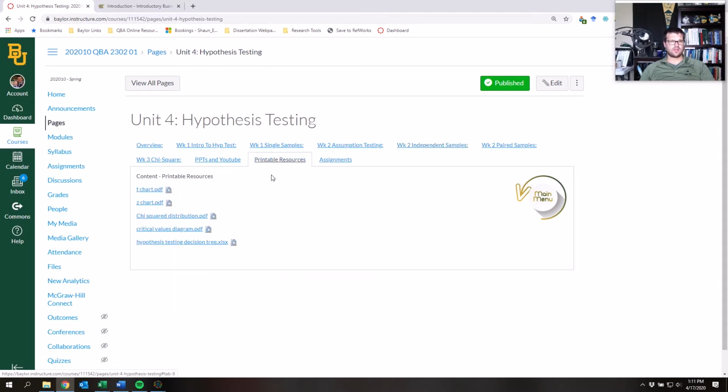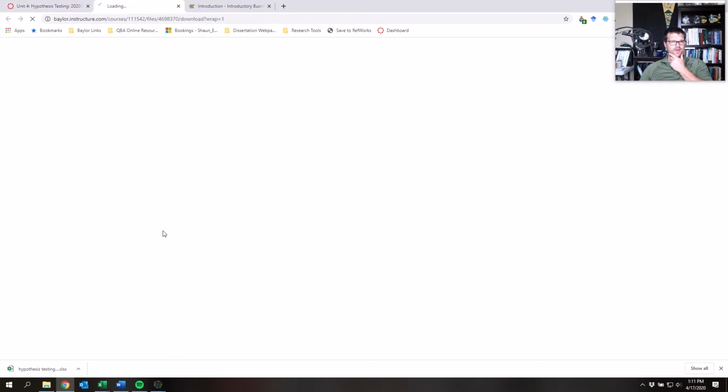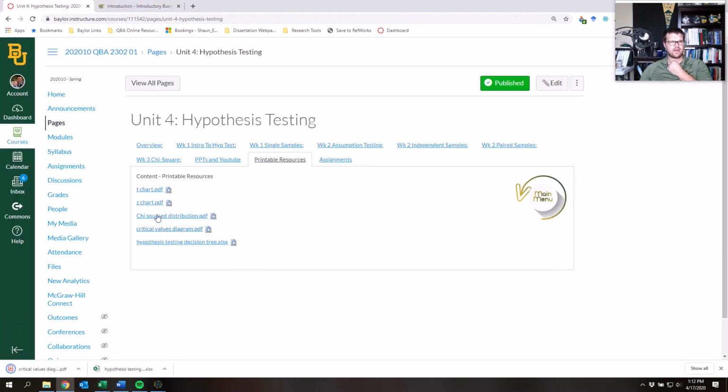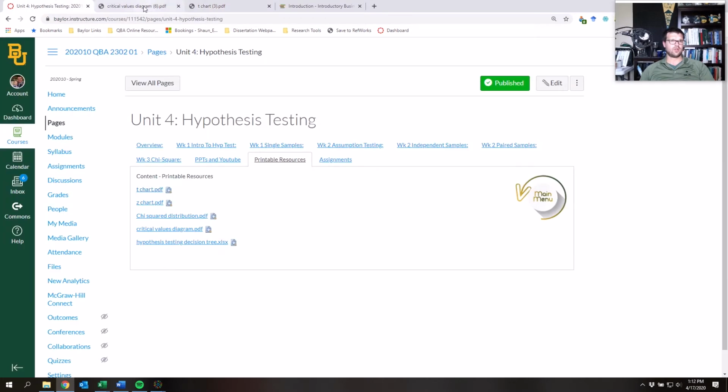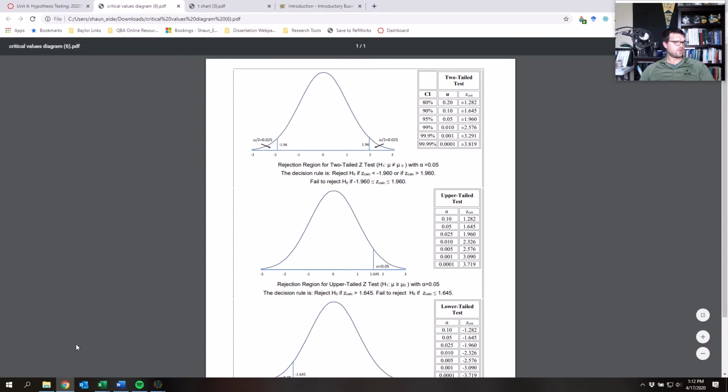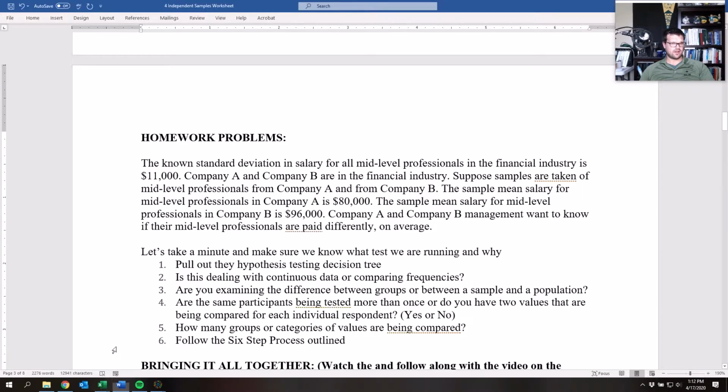Another thing that you're going to want is go to printable resources, and you're probably going to want the hypothesis testing decision tree. So we're going to download that. And then the critical values diagram, so let's download that. And then we also might need the t-chart. That should be all that we need, so I'm going to have those down at the bottom. Actually, I'll open them up just so I can have them up and ready to go. So those are the three documents that you will most likely need. And so we'll open those and have those available. So let's go ahead and get started with the worksheet though.